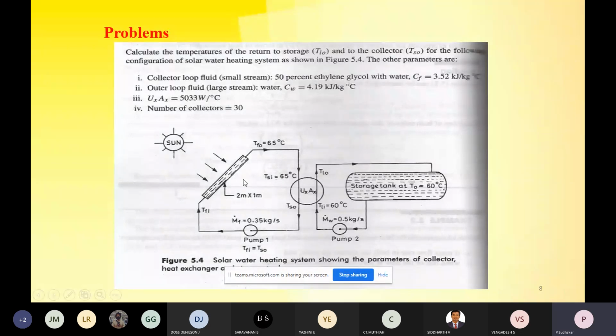The cross-sectional size is given as 2 cross 1. What will be the area of one collector? One collector is given as length into width, 2 cross 1. So what will be its area? 2 meter square, right? So one collector is 2 meter square. The number of collectors is 30, so the total area will be 30 into 2 into 1, which is 60 meter square of collector area, right?